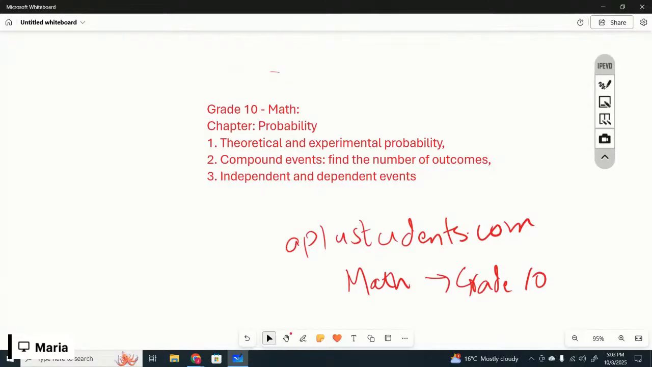There you can find a list of the chapters. We're going to start with the chapter probability. The lessons we're going to cover today are theoretical and experimental probability, compound events, find the outcomes, find the number of outcomes, independent and dependent events. So please make sure you have your notebook and pencil so that you can note down the important examples and definitions as well.